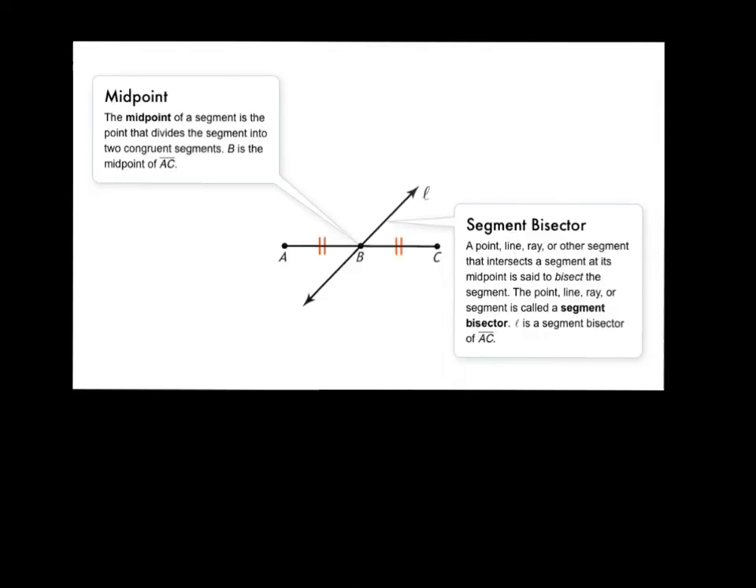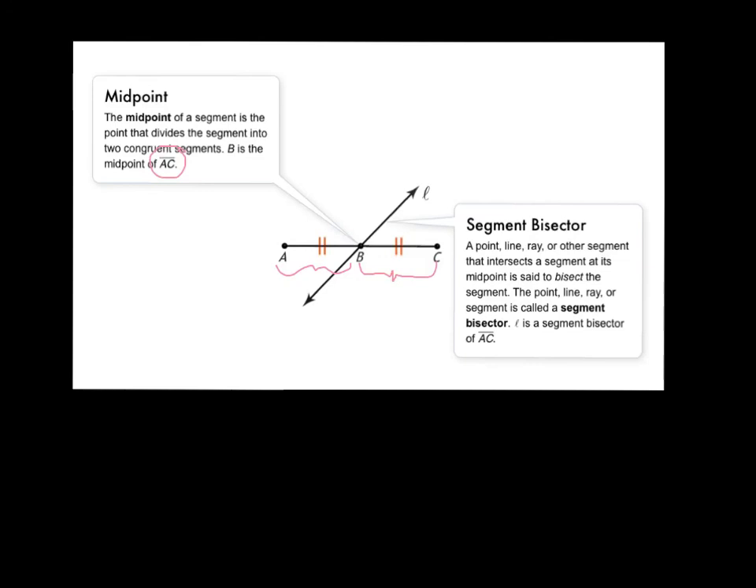Last thing, midpoint. Midpoint of a segment is the point that divides the segment into 2 congruent segments. B is the midpoint of AC. So you notice AC is a segment, and B is the midpoint. So you see how we marked AB is congruent to BC, because B is the midpoint.